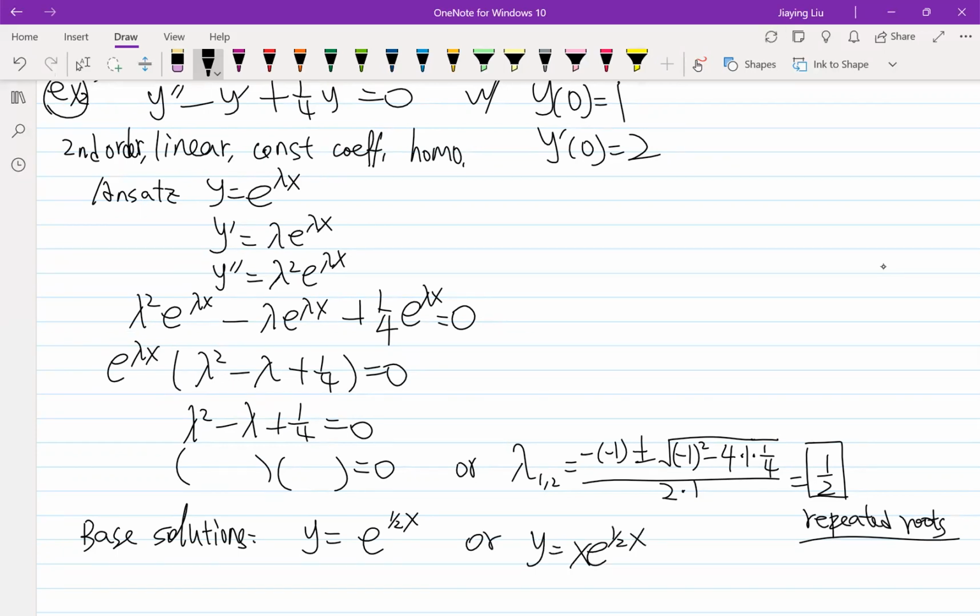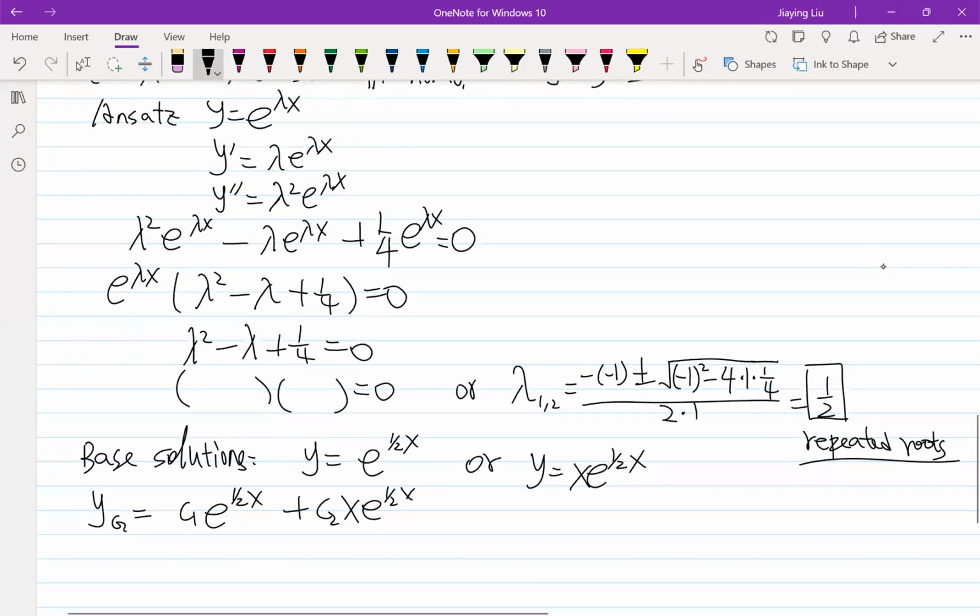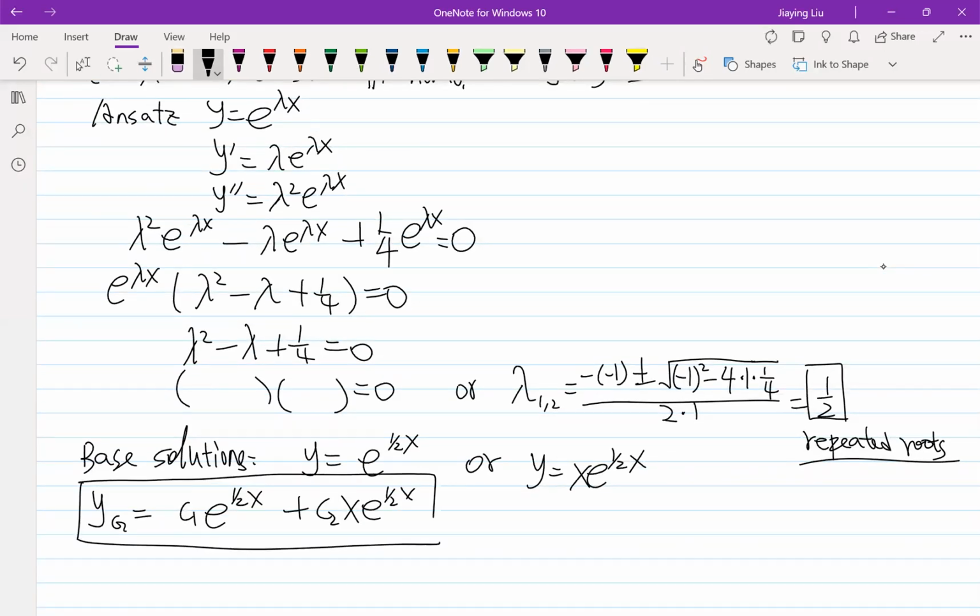You can just use it directly on the exam. You don't have to show any extra work on how to get the second base solution. Then the general solution is going to be C1 e to the 1/2 x plus C2 x e to the 1/2 x. If we are required to find the specific solution, we can use the initial conditions to find C1 and C2. But for the sake of time, I'm just going to leave it the way it is. Hopefully that's okay.